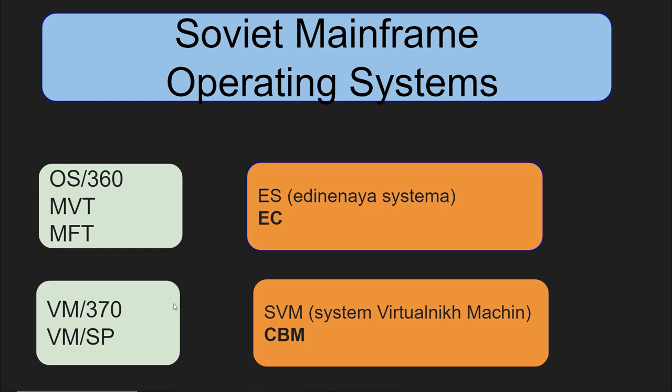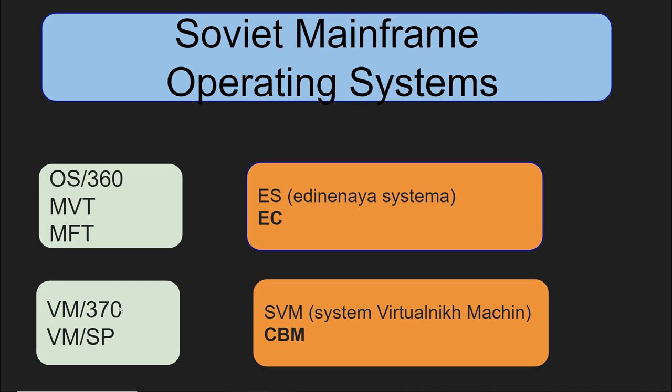Instead, they focused on these two environments, primarily on this one. And they called it Edinaya Sistema, so EC, as we saw, that's the architecture in general. The hardware itself was called the Ryad architecture, which has nothing to do with the city in Saudi Arabia, it's just an acronym. So the hardware side was called Ryad, but the software side was called ES, Edinaya Sistema. Here it's written in English, ES. In Cyrillic, the E stays the same, but the C is an S. So that's why you see, as we saw on the mainframes in the picture before, they seem to be called EC, but they're really called ES, because of course they were written in Cyrillic and not in the English alphabet.